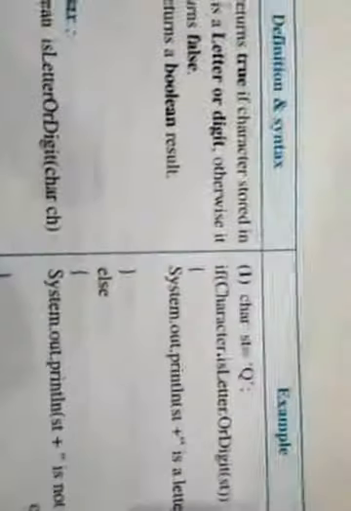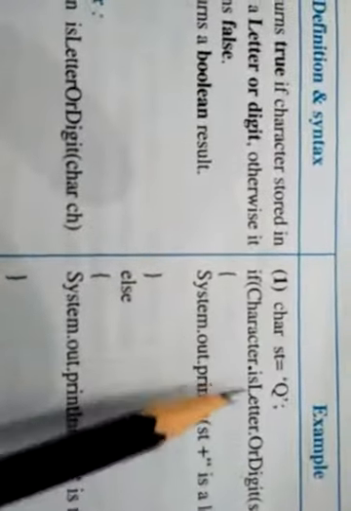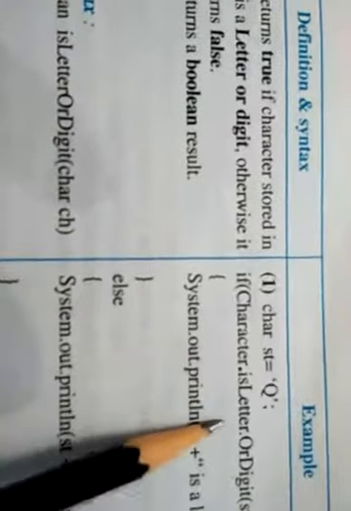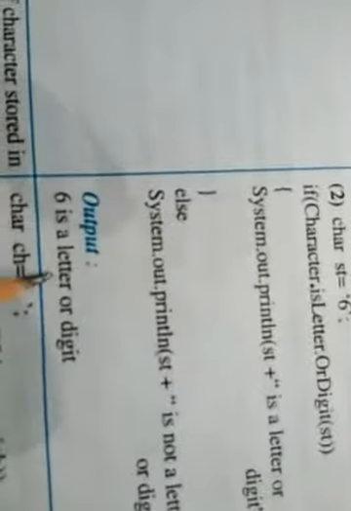Now here the value of st is capital Q, and we are using the function Character.isLetterOrDigit. This is a capital letter, so the answer will be Q is a letter or digit. Let's take a second example, st is a digit 6, so this will also print 6 is a letter or digit.